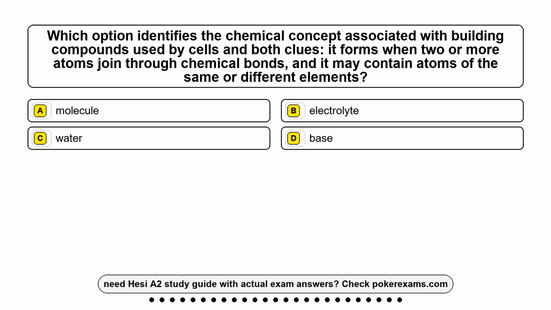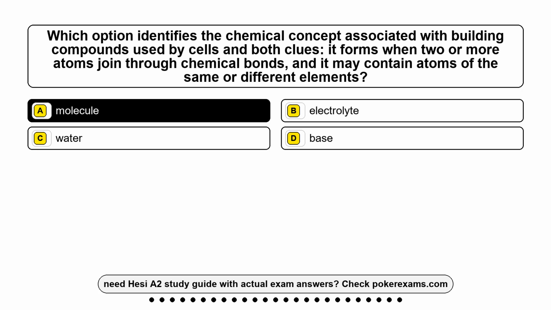Question 23. Which option identifies the chemical concept associated with building compounds used by cells in both clues? It forms when two or more atoms join through chemical bonds, and it may contain atoms of the same or different elements. Option A, molecule. Option B, electrolyte. Option C, water. Option D, base. The correct answer is option A, molecule.